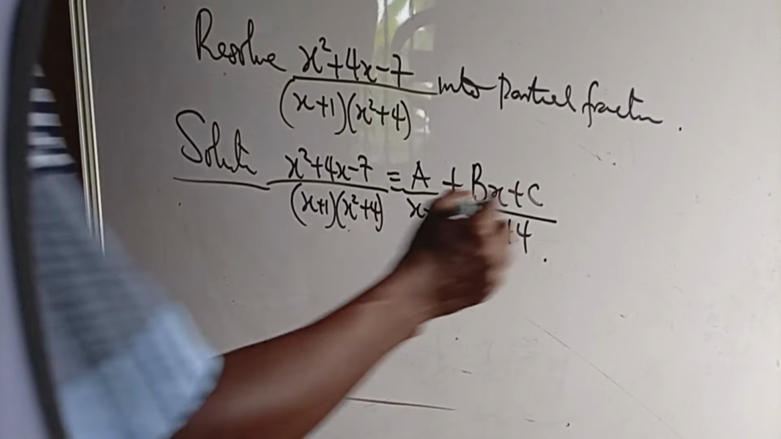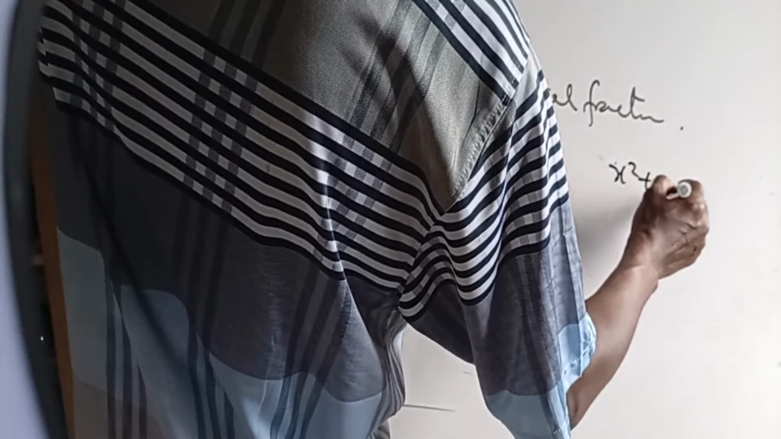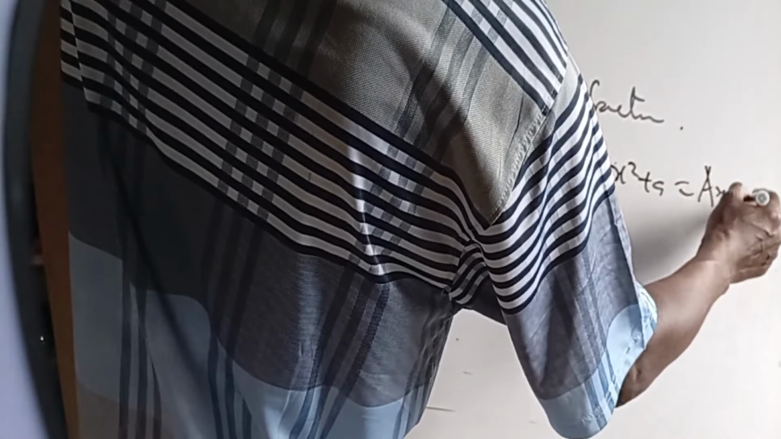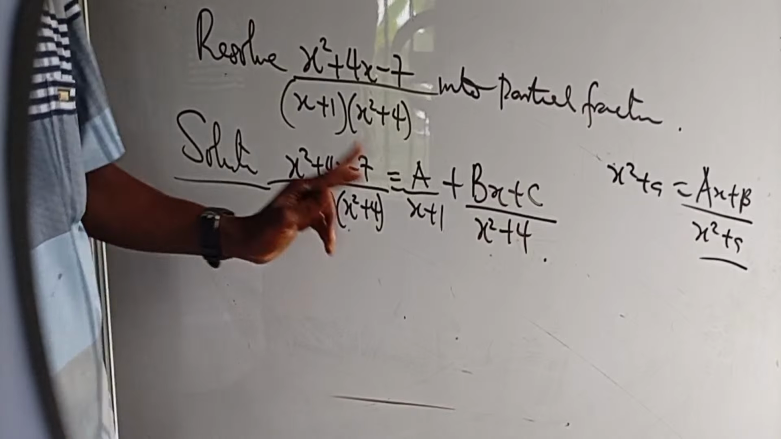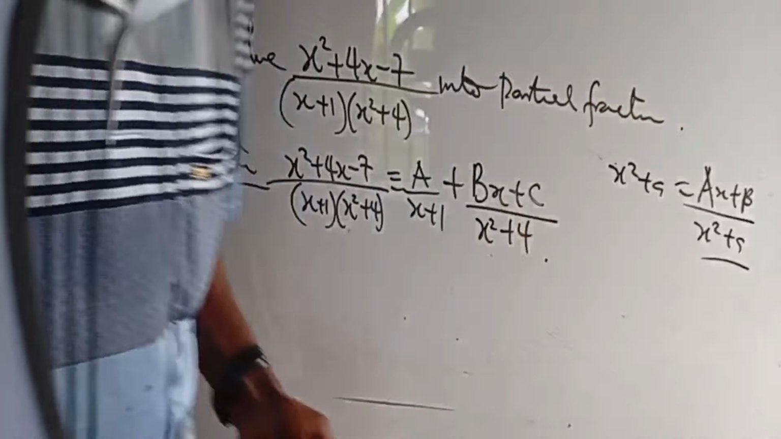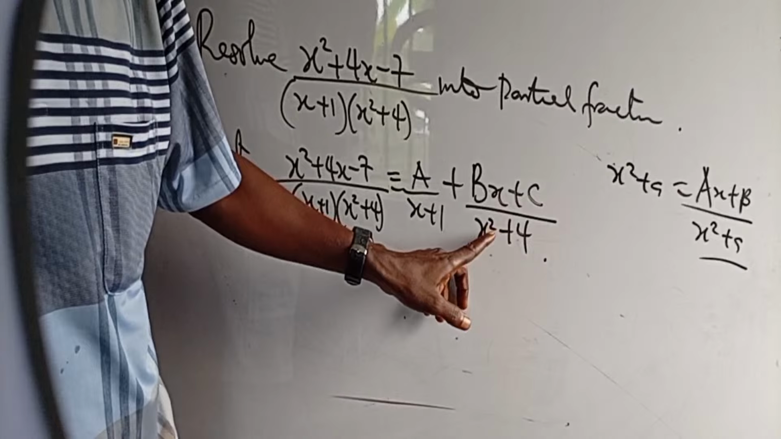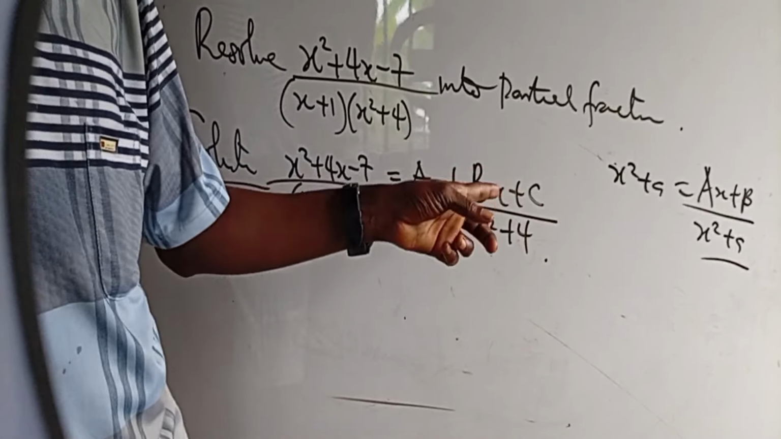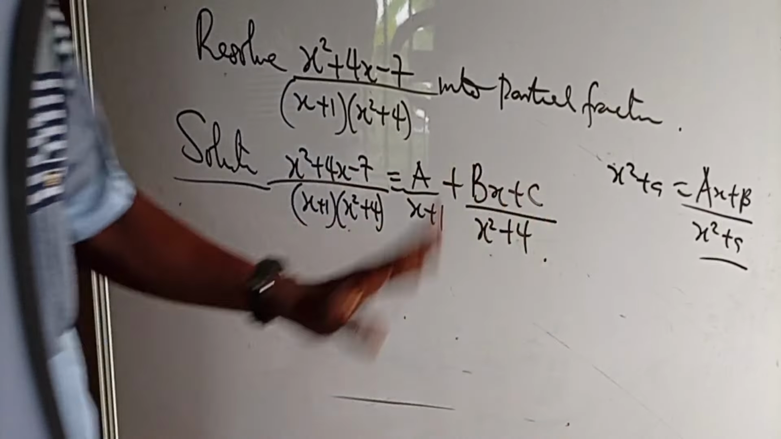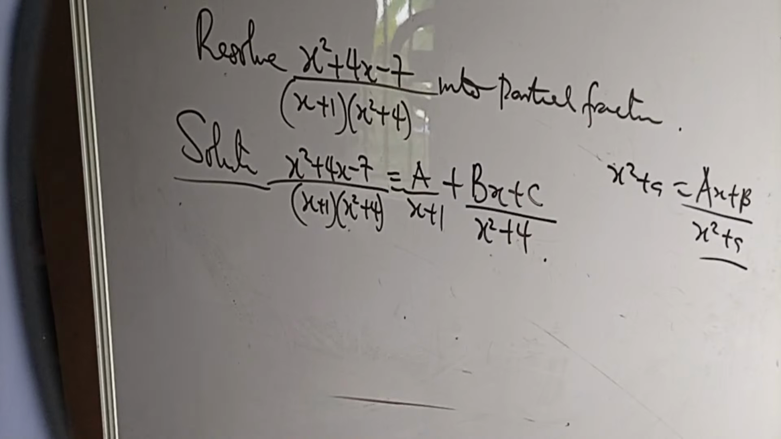I just told you that if it were x squared plus a, you would write it in the form ax plus b all over x squared plus a. But since we have used a for this x plus 1, the next constant will be bx plus c. For any quadratic factor, 2 constants will be used: one takes x, the other does not. That's the standard. That's the rule. Check it again.